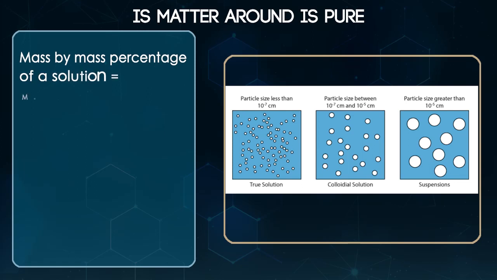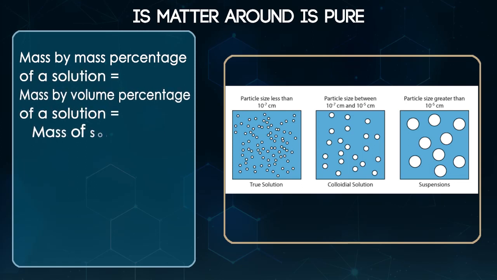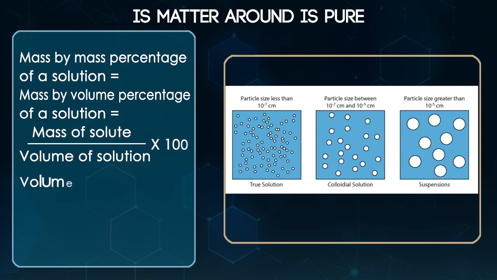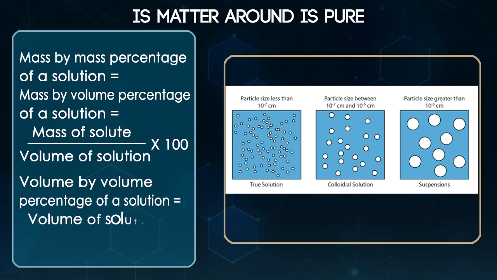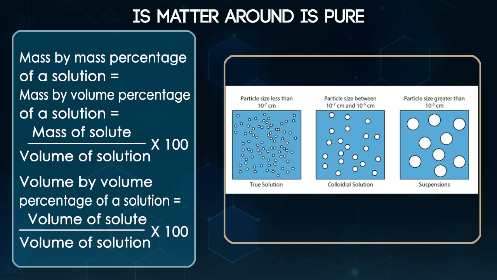Mass by volume percentage of a solution is equal to mass of solute by volume of solution into 100. Volume by volume percentage of a solution is equal to volume of solute by volume of solution into 100.